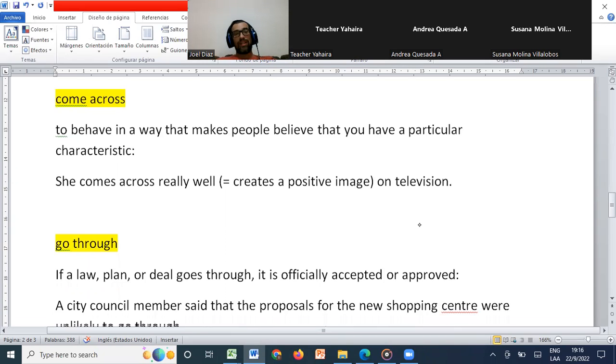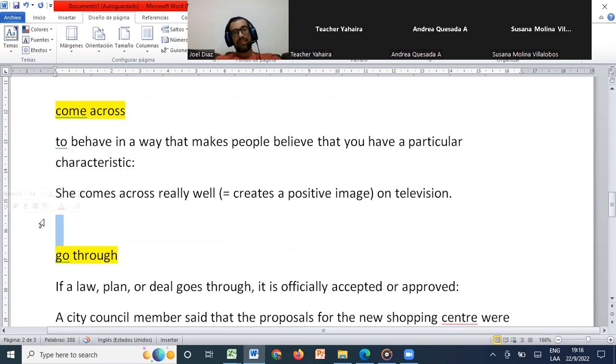Now let's go, Teacher, yes, can you give us an example with a negative connotation? Of which verb? For example, in this case, instead of "really well," you can use it with a negative connotation. Yes, you can use it for a negative connotation.